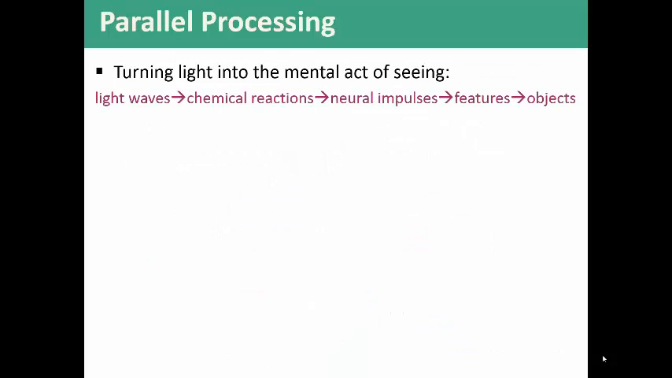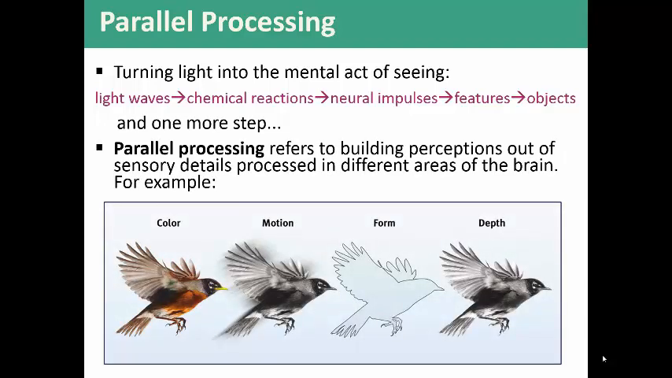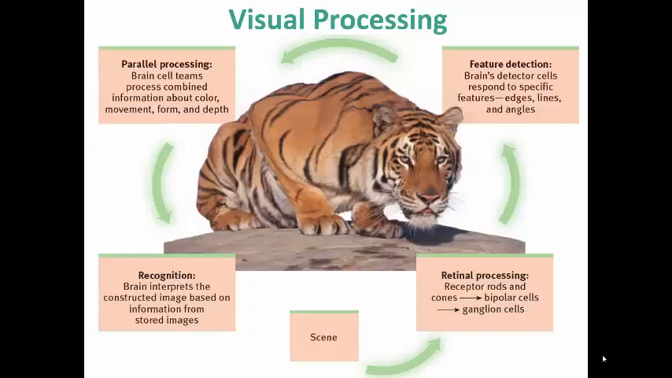So parallel processing is turning light into the mental act of seeing. We see light waves, they form chemical reactions which then send neural impulses. We then perceive different features with the supercells, and then we perceive objects. One more step is called parallel processing, which refers to the building of perceptions out of sensory details processed in different areas of the brain. For example, when we see a bird, a robin, we'll see the different colors: the red stomach, the black of the head, and the yellow of the beak. We'll see the movement, the outline of the form, and the depth perception. Then our brain puts those together and tells us that this is a bird. So it's kind of a circular process.